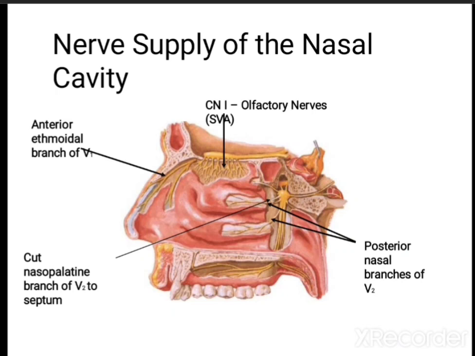Here we can see the posterior nasal branches of the maxillary, olfactory nerves, anterior ethmoidal branch, and nasopalatine branch of the maxillary nerve. These are supplying the nasal cavity.